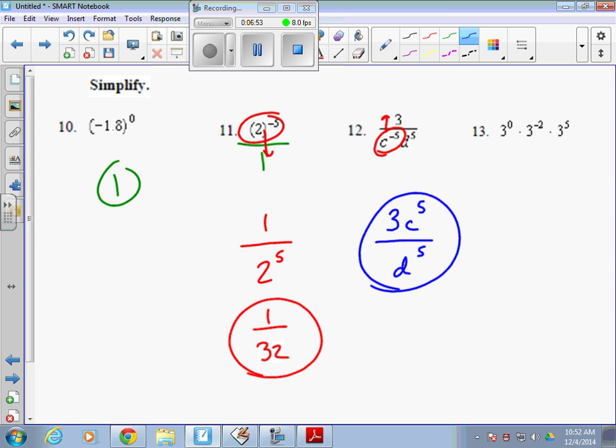All 3 of these are the same basis, 3, 3, and 3. So add the exponents. 3 to the 0 plus a negative 2 means minus 2 plus 5. 0 minus 2 is negative 2 plus 5 is positive 3. 3 to the 3rd. 3 to the 3rd is 9 times 3 is 27.